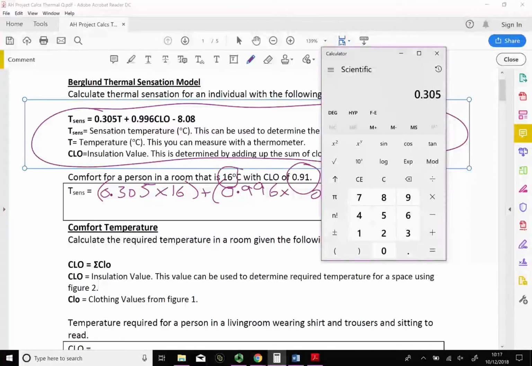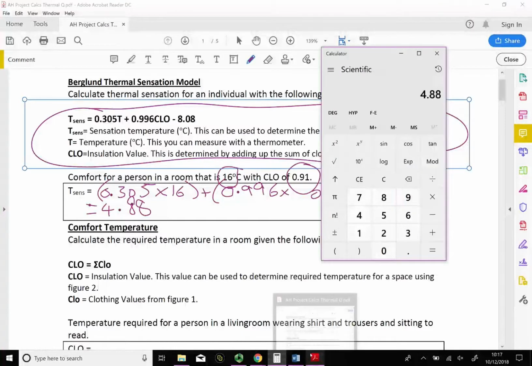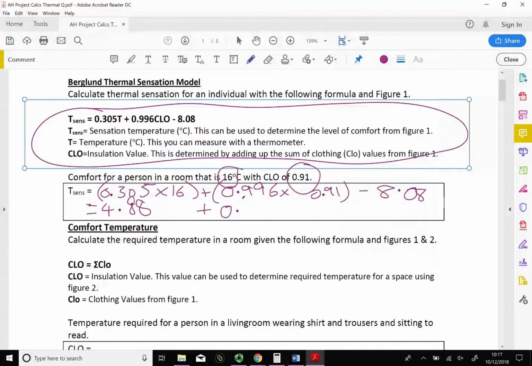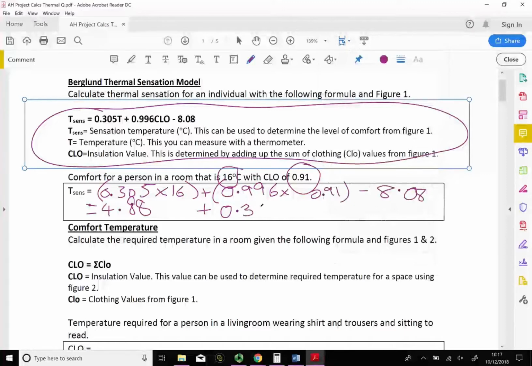0.305 times 16 is 4.88. I can get it to write. Lovely. Apologies about the writing. This is my new device. 0.996 times our clothing value, 0.91. So we're adding 0. What was that again? 0.386. Then we're taking away 8.08.